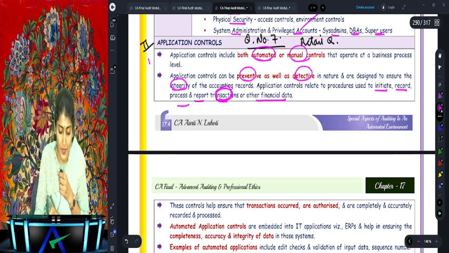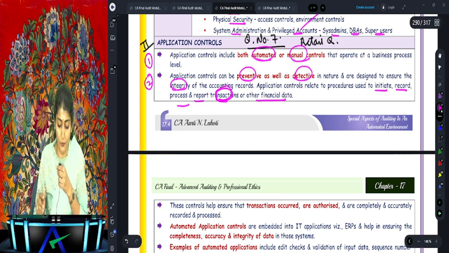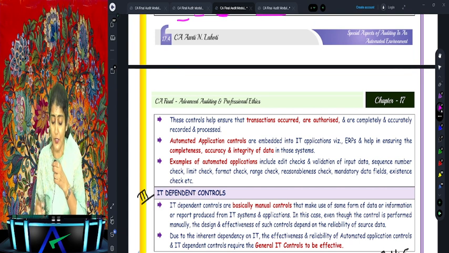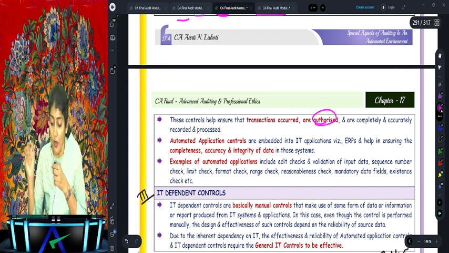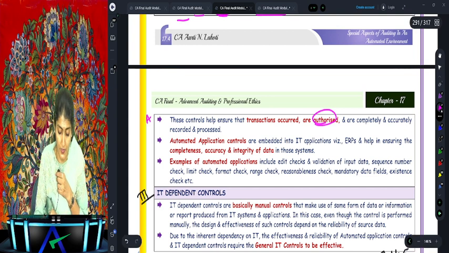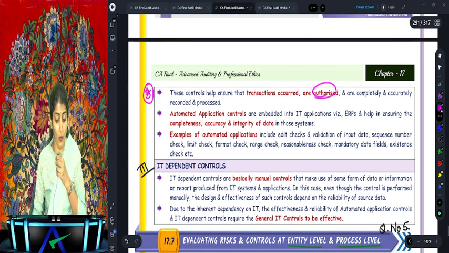So point number one, they could be automated or manual. Second, they could be preventive or detective. Then the third one, what does it say? That these controls help ensure the transactions that occurred are authorized and are completely and accurately recorded and processed. So the third point is that they are completely and accurately recorded and processed.